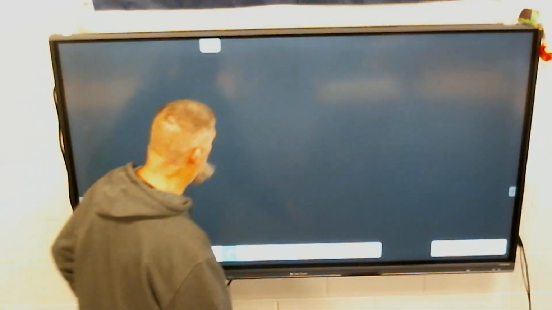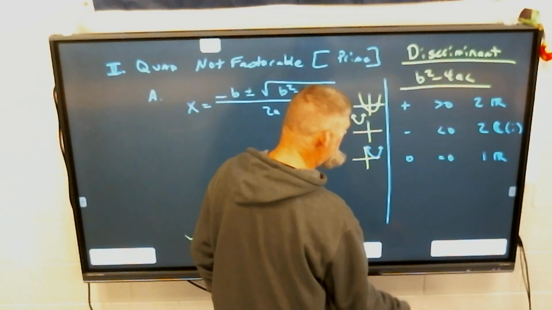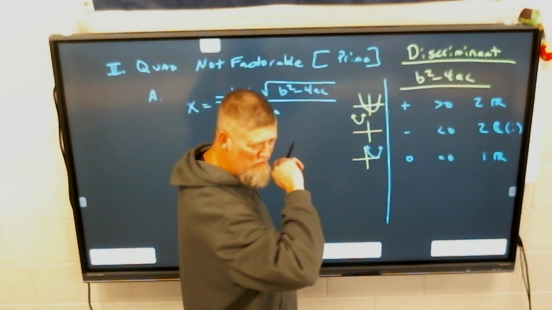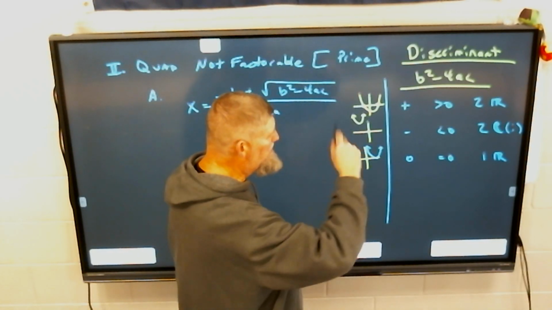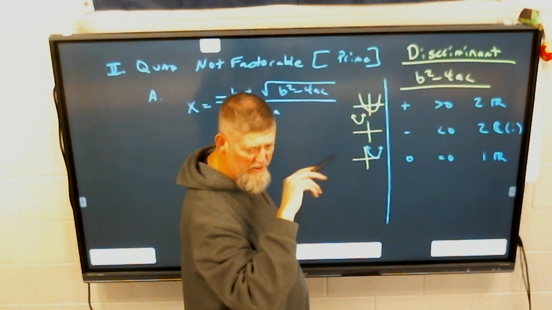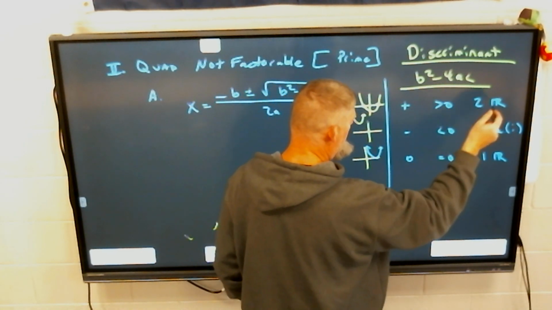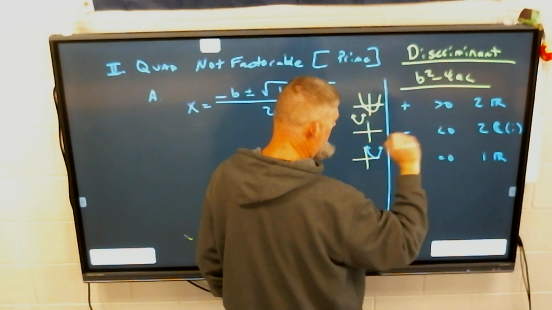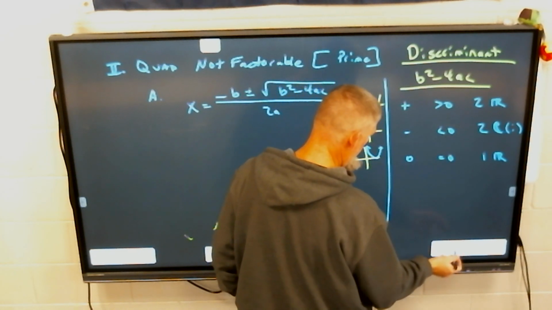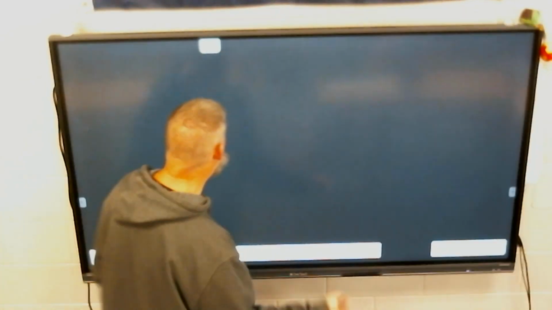So let's do an example. Hopefully you have that chart down. I do believe this is on the quiz and test. I actually asked for this chart, and I put it partially, then you have to fill it in. If it's positive, greater than 0, it's 2 reals. Negative, less than 0, 2 complex. Equal to 0, 1 answer.